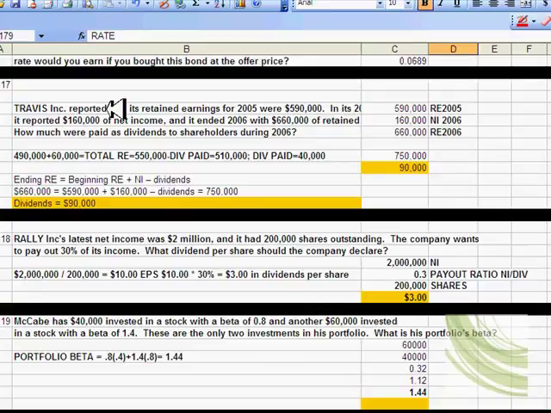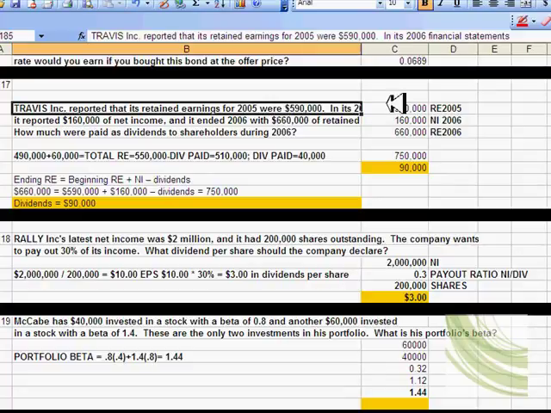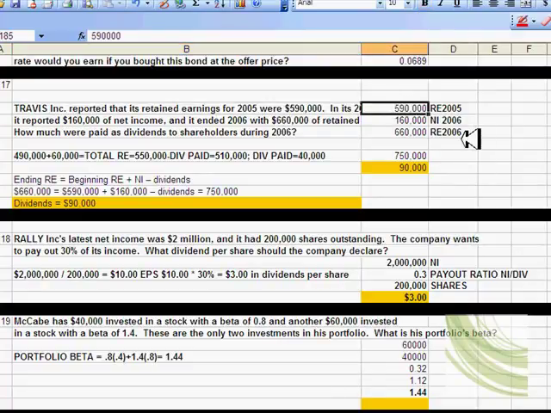Travis reported its earnings and retained earnings, and they're trying to figure out what dividends they paid. So the retained earnings as of year 2005 was $590,000. They earned $160,000 in 2006. So add these two to get the total retained earnings.